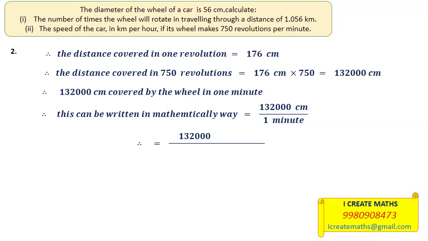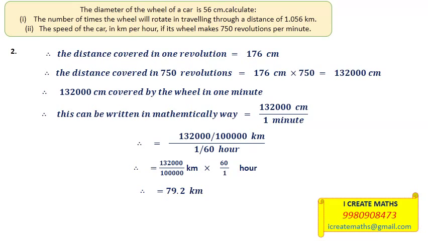This is the more simplification given. We first convert into kilometer. I already told you, small to big always divide. So we take the reciprocal. After calculation, we get 79.2 kilometer per hour. So the speed of the car is equal to 79.2 kilometer per hour.